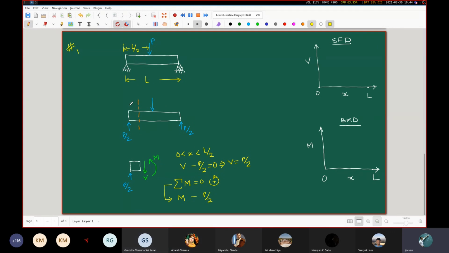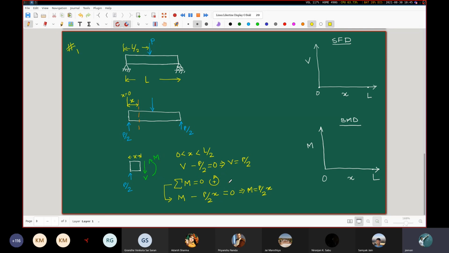So X means we are considering this much to be X. Our X 0 is here, this is X equal to 0, so this much is also X. So P by 2 into X is the moment contribution taken about an axis passing through this end. Now this is equal to 0, so M is equal to P by 2x. This is almost like a brainless example, but it's good to see from the very simple things.